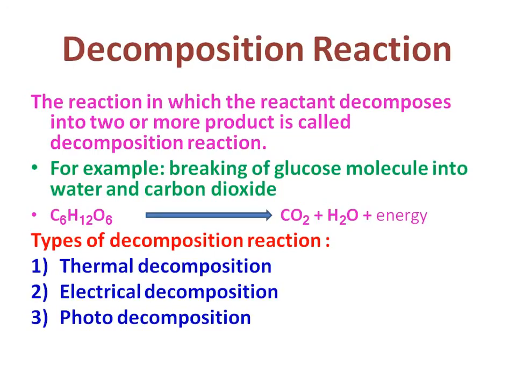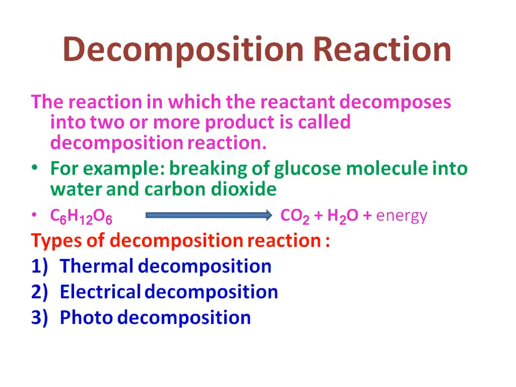Now when we talk about the decomposition reaction, decomposition means breaking down. That means a single reactant breaks down into 2 or more products, and the breakdown depends on various types. When heat is used, thermal decomposition occurs. When electricity is used, electrical decomposition occurs. And when photo, that means light, is used in the reaction, then that type of decomposition is called photo decomposition.